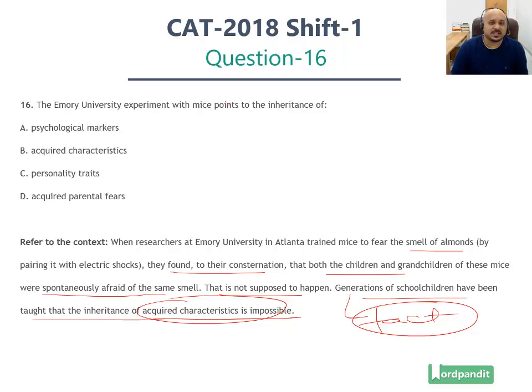Then what is it that this example must be pointing out to? It must be pointing out that the inheritance of acquired characteristics is possible, which is the option which talks about it. Option number B, a direct and easy to identify answer in this particular case. Direct fact-based derivation, nothing complicated about this question.